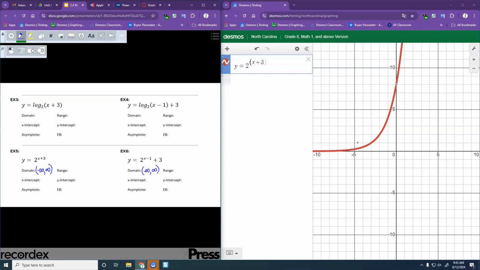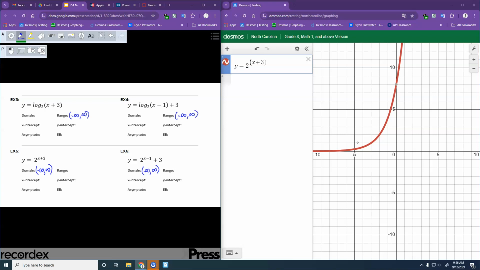I know this even without graphing because it's an exponential, right? What's the range of number 4? Negative infinity to positive infinity. I know it even without graphing it because logs always have a range of negative infinity to infinity. What's the range of number 3? Negative infinity to positive infinity. So with logs, your range is going to be all real numbers. With exponentials, your domain is all real numbers.